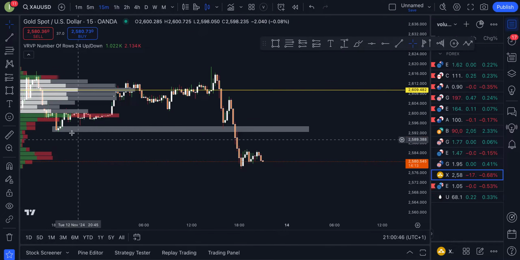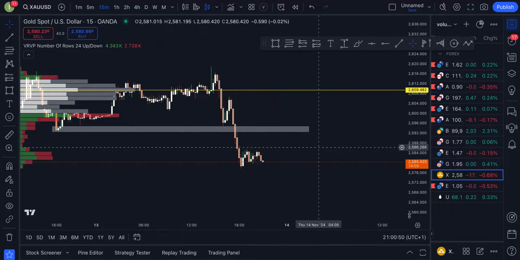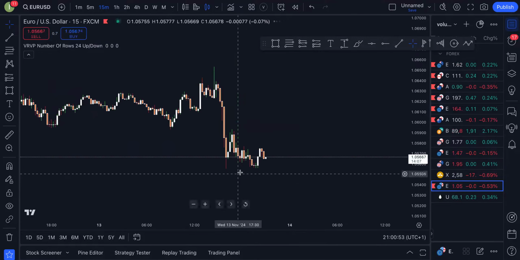So I'm just trying to scroll through. I see a potential zone trading setup on gold. If I can get a double bounce here, I would look to sell off quickly just down to this level here.